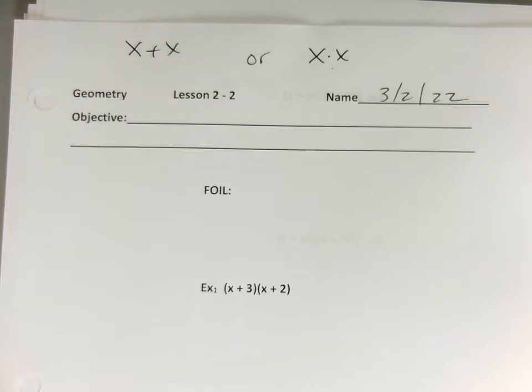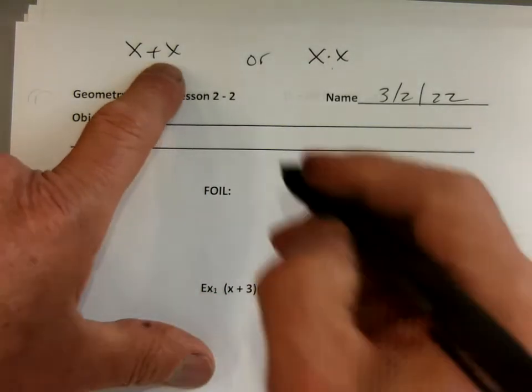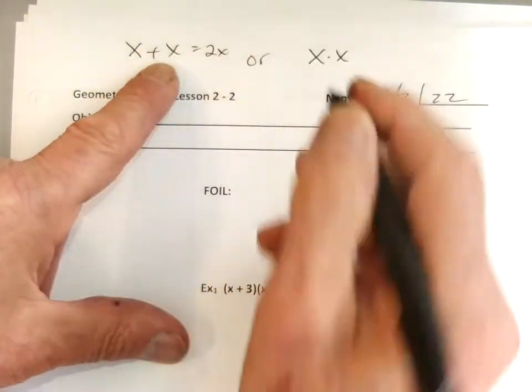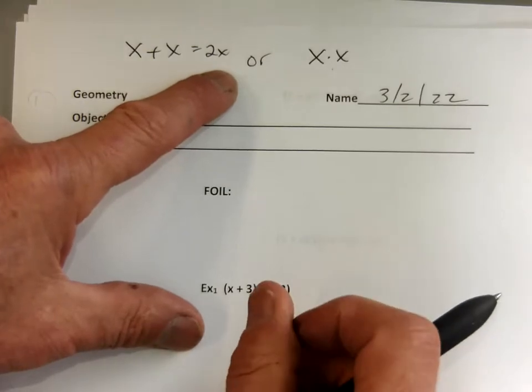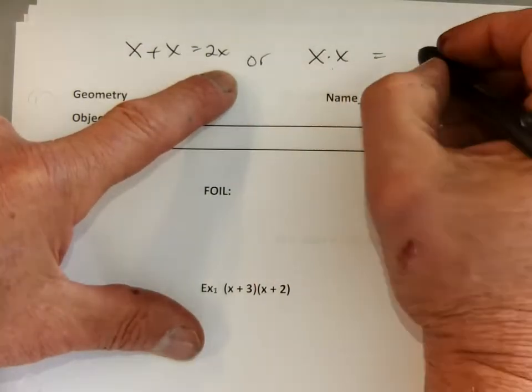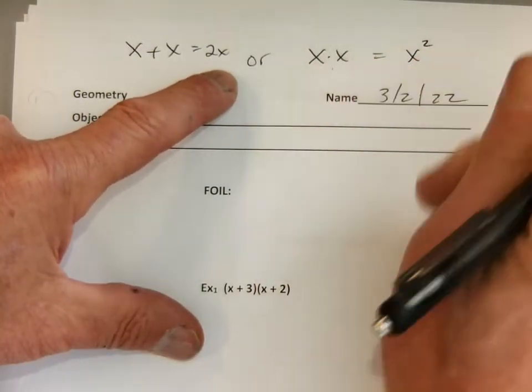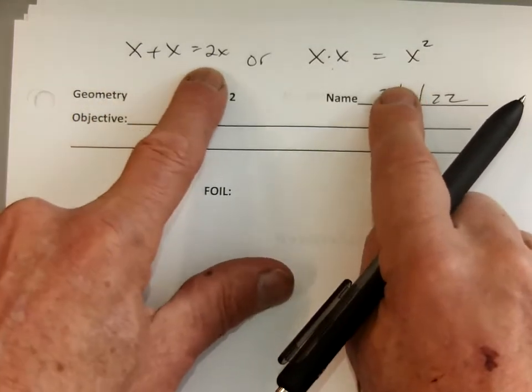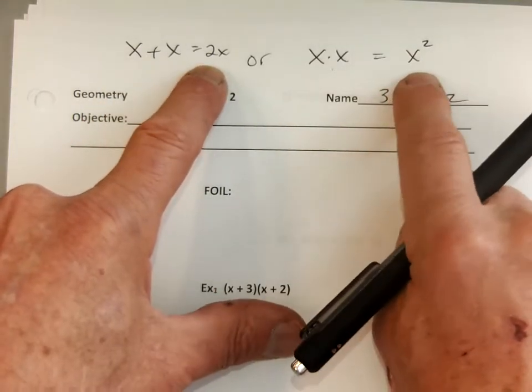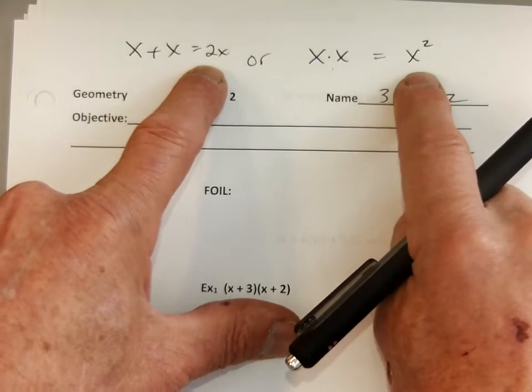I'm going to have you repeat. So x plus x is what? X plus x is what? X times x is what? Good. Let's say it again. X plus x is what? X times x is what? So they're different, aren't they?